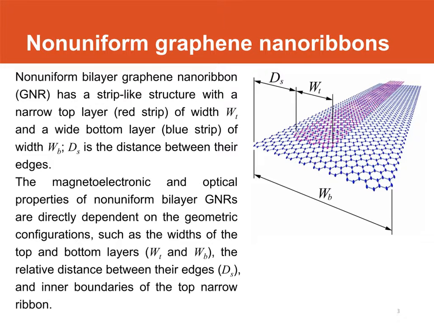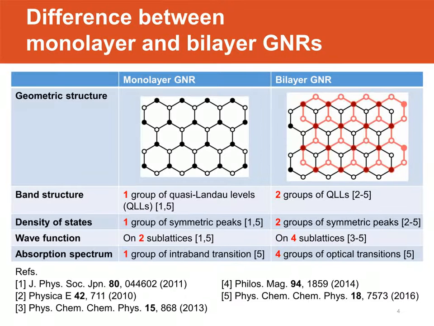We will introduce the magnetoelectronic and optical properties of monolayer and bilayer graphene nanoribbons before going to the motivation. As shown in the table, the magnetoelectronic and optical properties of monolayer and bilayer graphene nanoribbons are much different, such as geometric structure, band structure, density of states, wave function, and absorption spectrum.